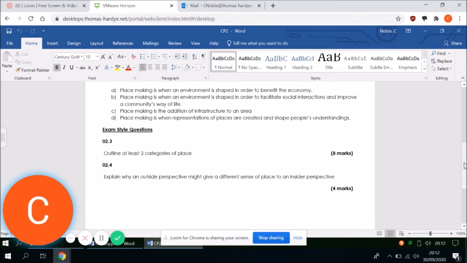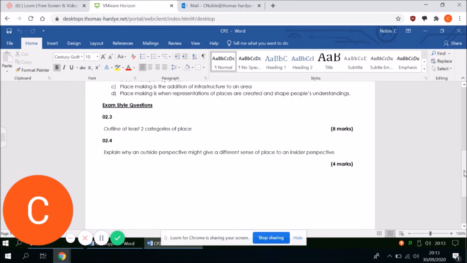It's worth bearing in mind that when it talks about categories, it's referring to a pair. So you'll need to discuss at least 2 sets of categories of place. So for example, either media and experienced and insider and outsider perspectives, or rural and urban and near and far places for this question. And it's asking you to outline them, so you really need to be specific about what the definitions of those categories are and exemplify wherever is possible.